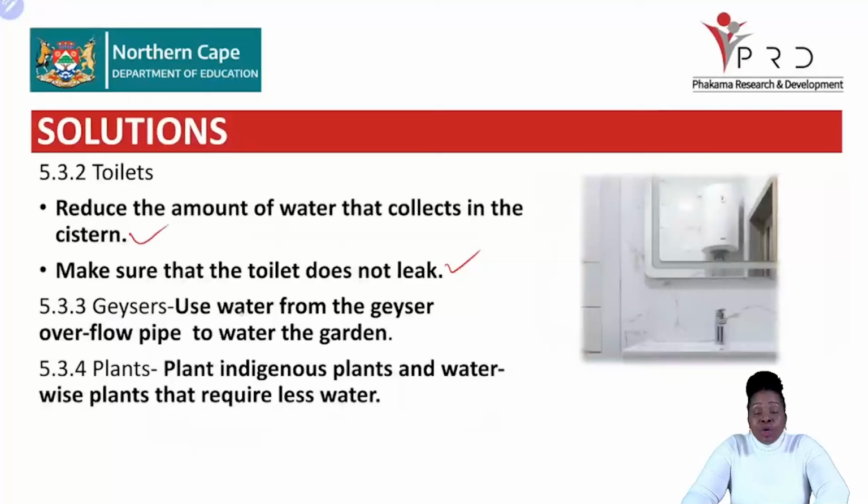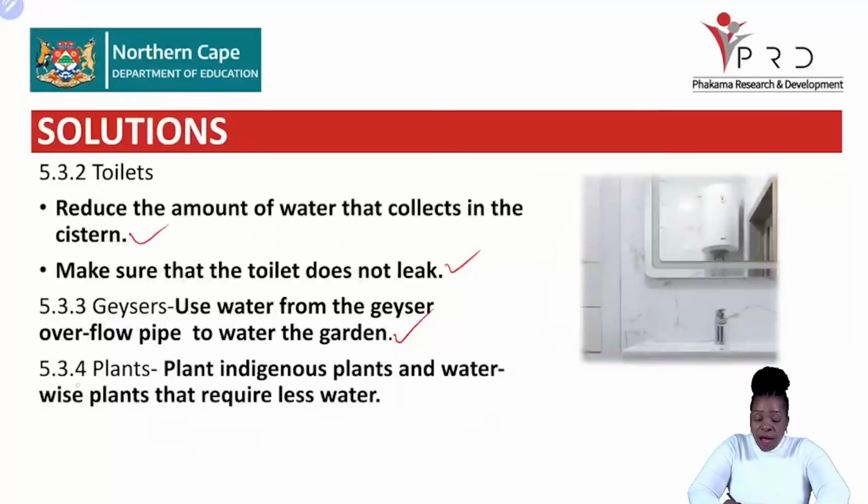Right. You can use the water from a geyser overflow pipe to water the garden. If you notice, in some houses there is a pipe whereby the water always drops or leaks out of the geyser. We call it a geyser overflow pipe. So you can put a bucket underneath there and then use that water to water your garden, thereby saving water in the home. Right.